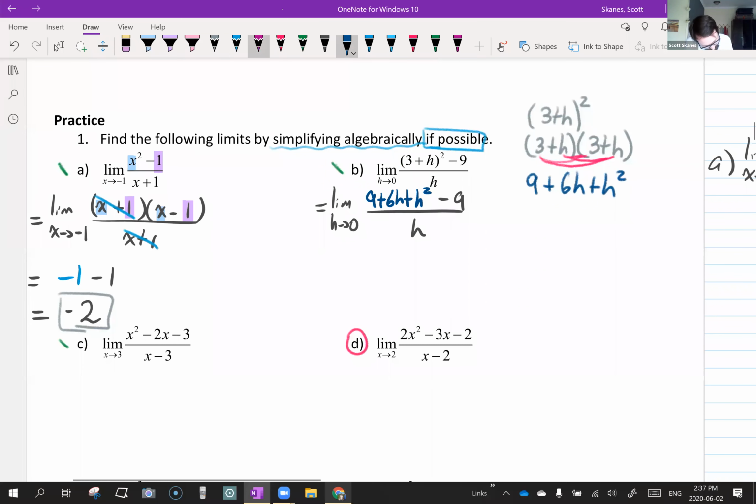Okay, let's simplify this. We've got 9 and a -9. They'll cancel. Nice and easy. 9 and a -9 will cancel. Let's see what else I can do. I can factor out the h. So the h can come outside.